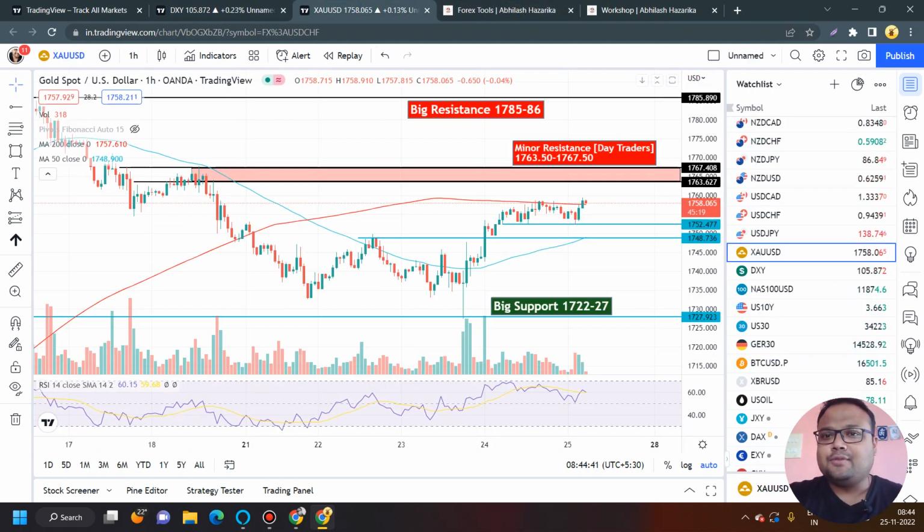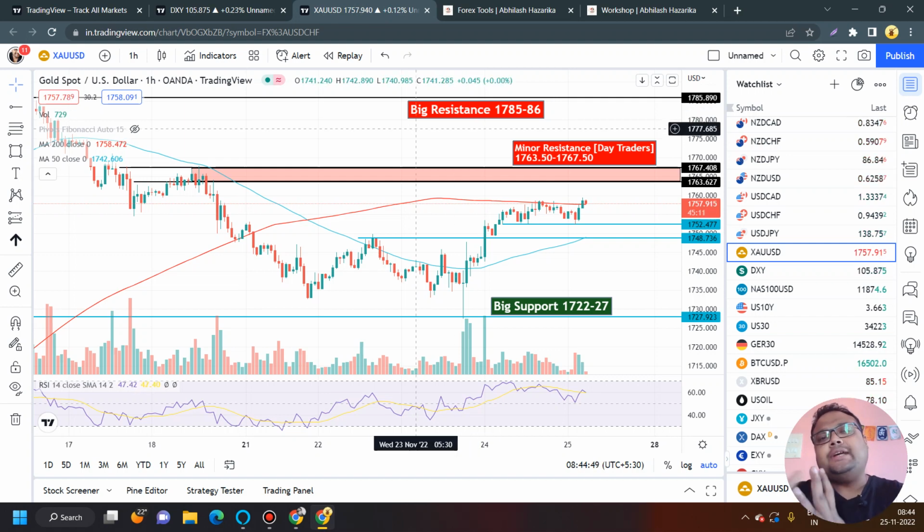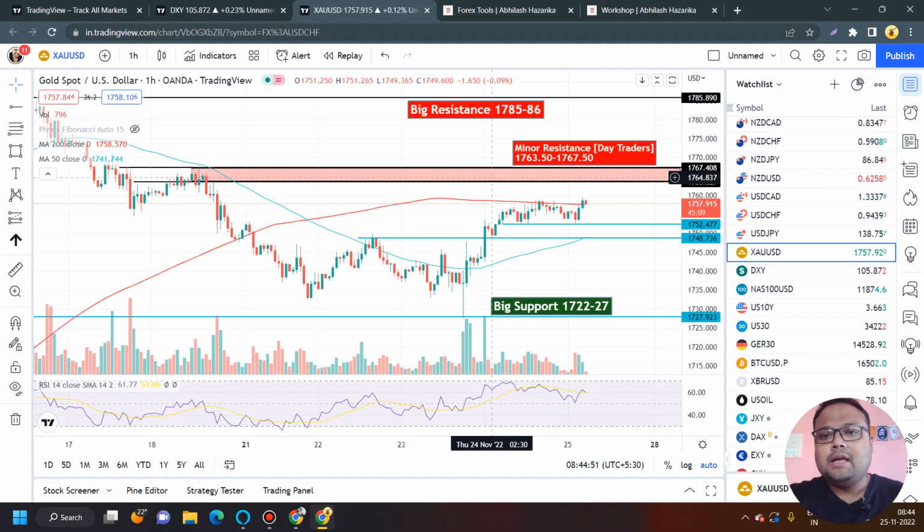Now the chart of gold. On the chart of gold also we do not see much volatility, craziness in the market. More or less gold is ranging in the same range. So in this chart of gold, at least for today, the big resistance is around 1785 to 86, and the big support is around 1722 to 1727.